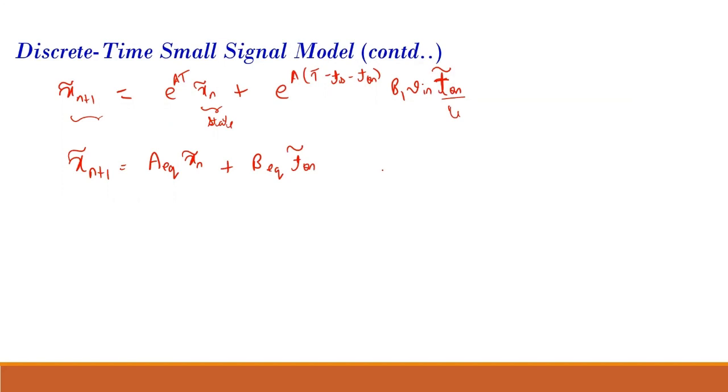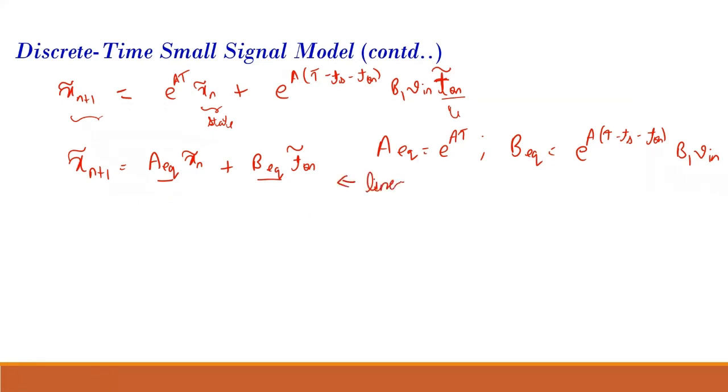Okay, so my A equivalent is equal to e raised to A T and my B equivalent is equal to e raised to A (T minus Ts minus Ton) into B1 into Vin. All right, this is my equivalent A matrix, this is my equivalent B matrix because it is small signal. Small signal means it has become a linear model. Okay, I have made it a linear model.